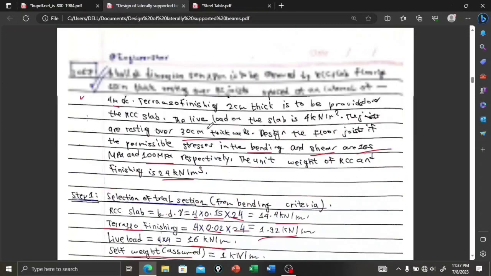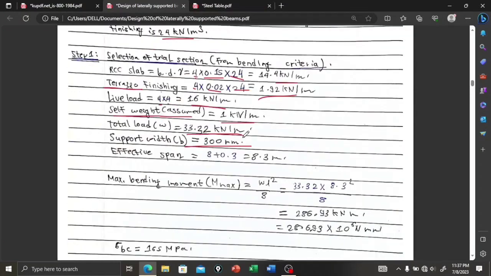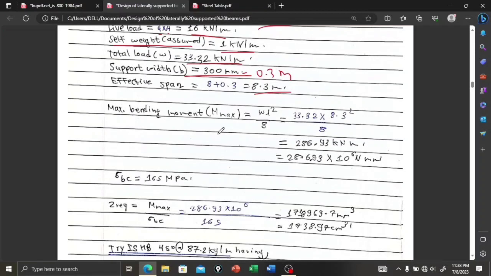Support width is given as 300 millimeter. Effective span is 8 plus 0.3 by 2 plus 0.3 by 2, which is 8.3 meter. Maximum bending moment, M max is w l square by 8. w is 33.32 into length 8.3 square divided by 8, that is 286.93 kilonewton meter, which is 286.93 into 10 to the power 6 Newton millimeter.